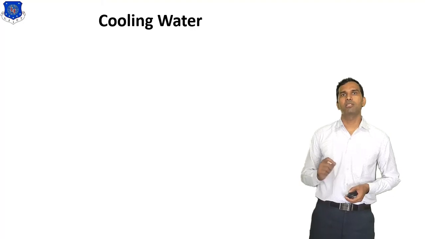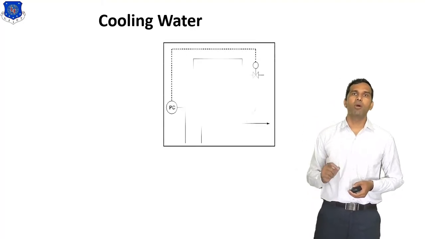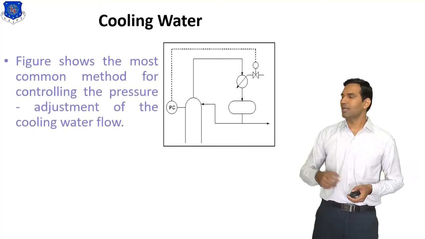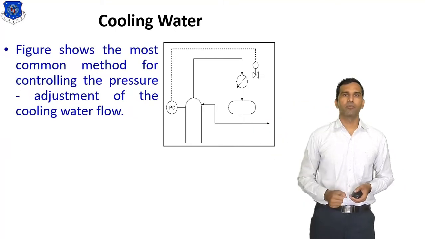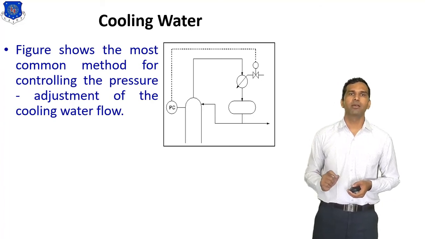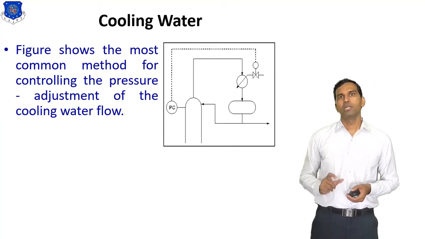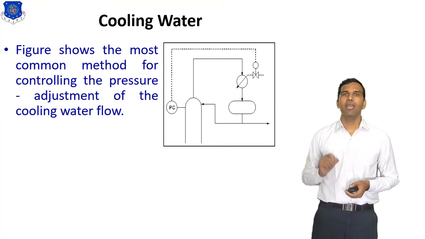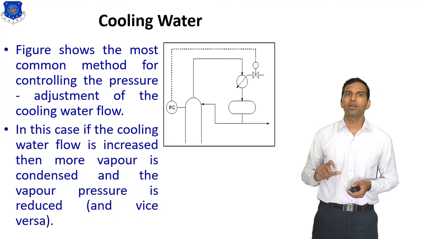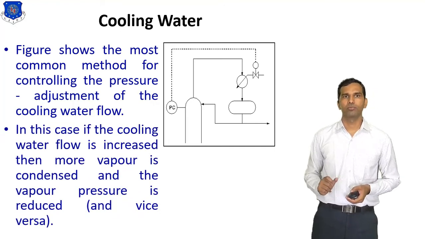Now we discuss the second scheme, the cooling water scheme. You can see the diagram of this scheme. The figure shows the most common method for controlling the pressure: adjustment of the cooling water flow. Here we control the pressure by adjusting the cooling water flow.